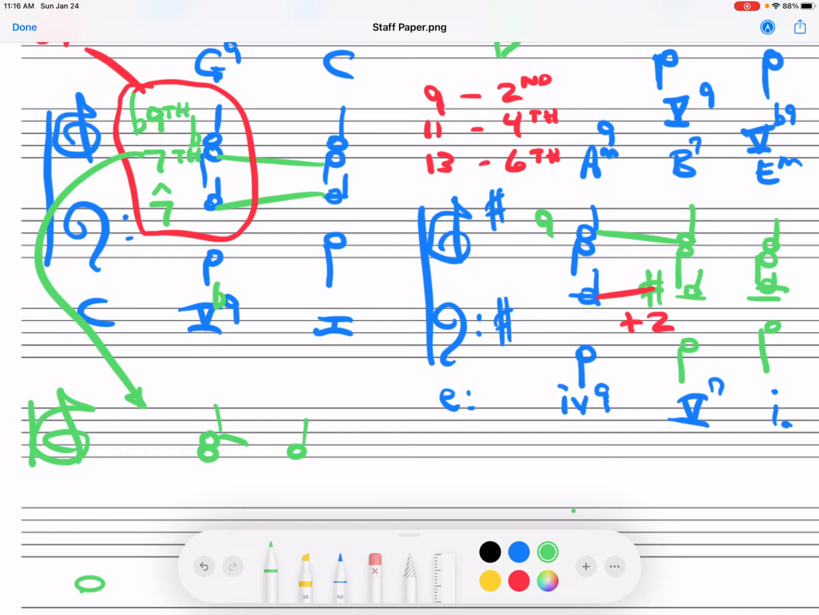Okay, I think that's it for this video. Play around with the ninth and the flat nine. Again, remember that it's not the ninth degree of the scale, but it's the ninth above the root of whatever chord you decided to add it to.